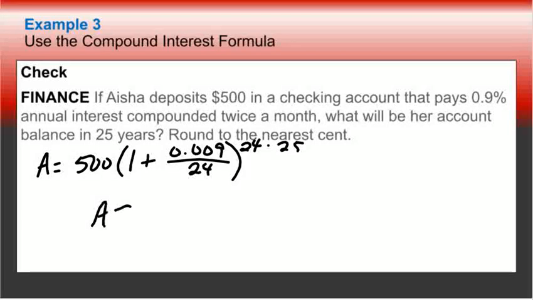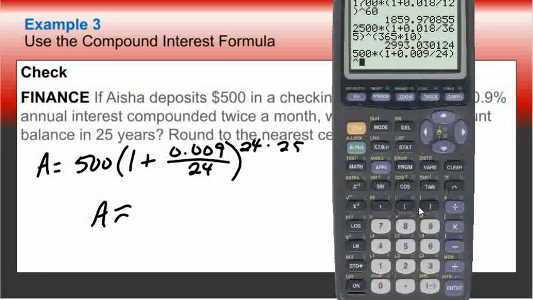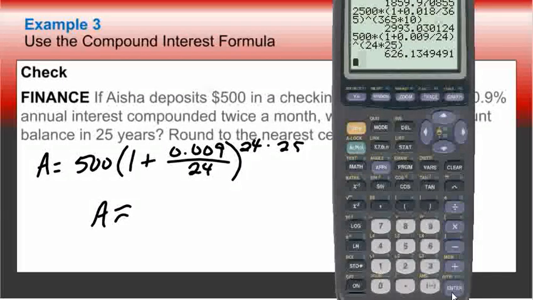So our account balance to the nearest cent, grab our calculator: 500 times parentheses 1 plus 0.009 divided by 24, end parentheses, raised to the parentheses 24 times 25, end parentheses. That will give us, to the nearest cent, $626.13. So that is our lesson today on solving exponential equations.